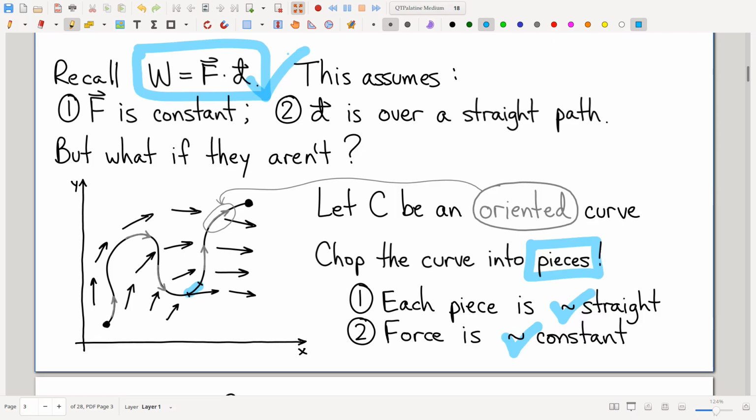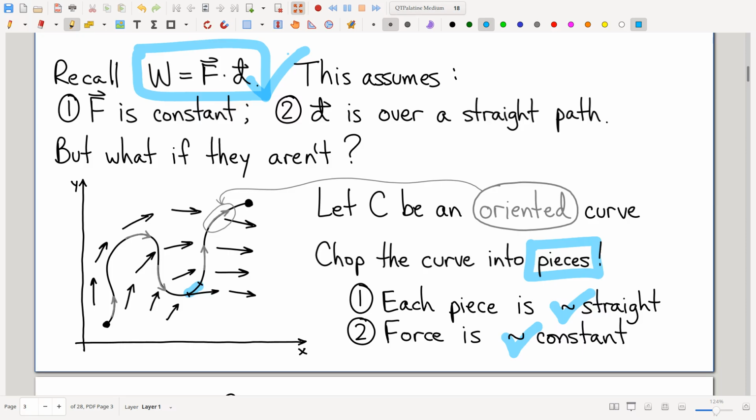Now, so far, I hope this is looking encouraging, that this might actually turn into a scalar line integral. Right? We're taking a curve, we're chopping it up into little pieces, on each of which is easy, and so on. Details to be worked out, yeah.